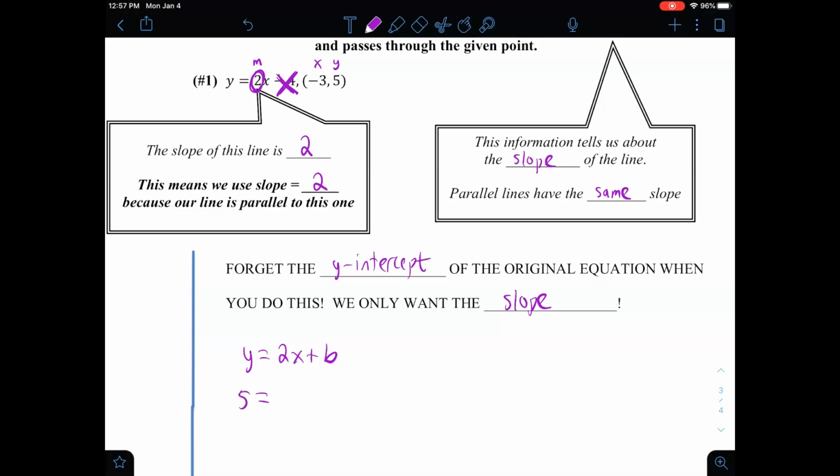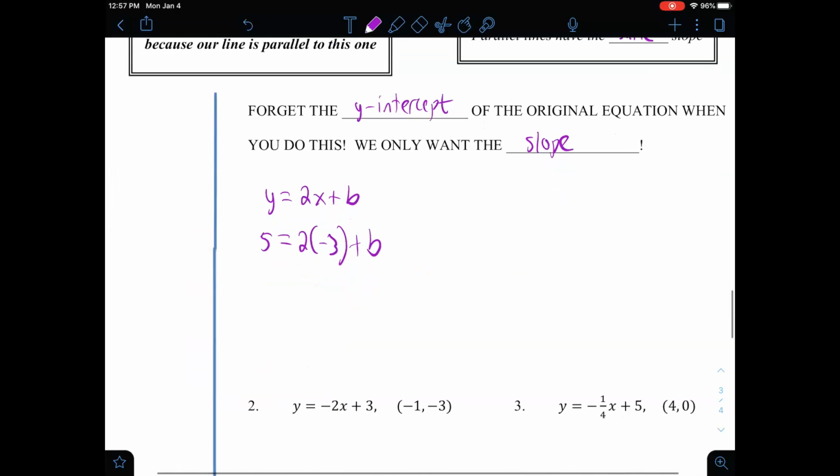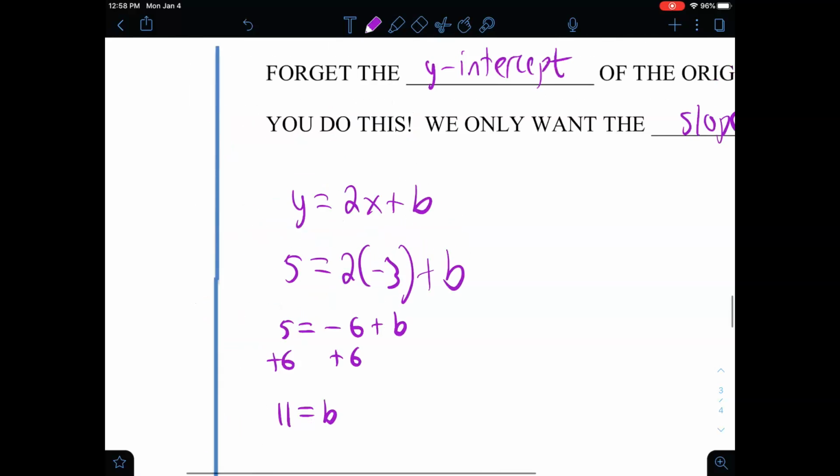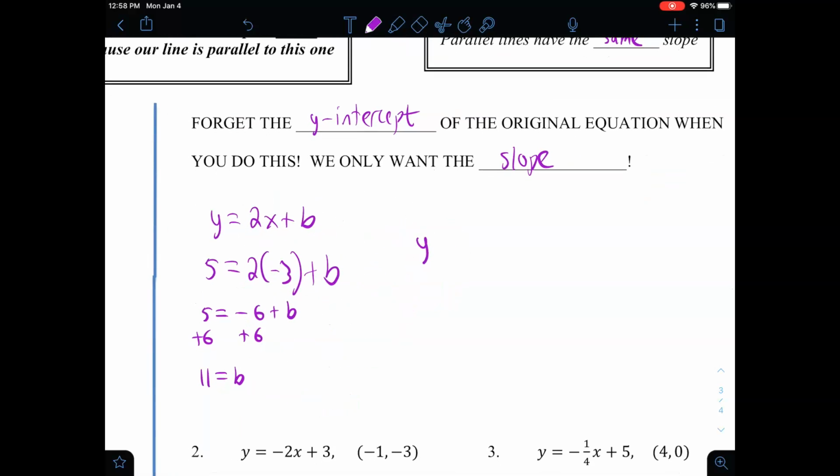So y was 5 from up here. So we have 5 equals 2 times negative 3 plus b. So 5 equals 2 times negative 3, which is negative 6, plus b. How do we solve for b now? We're going to add 6. 11 equals b. So our new equation was not 2x minus 4. It's going to be y equals 2x plus 11, since our slope is still 2.